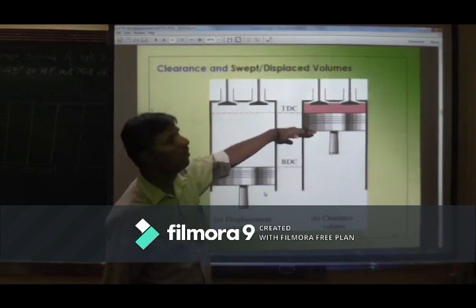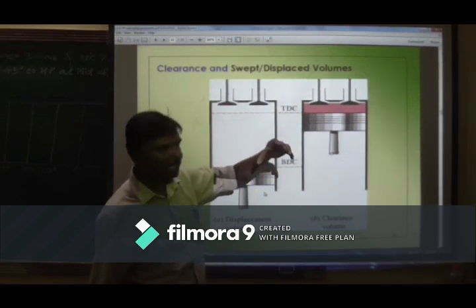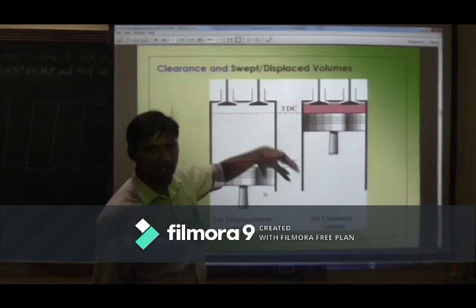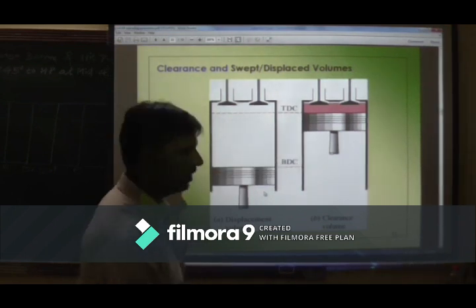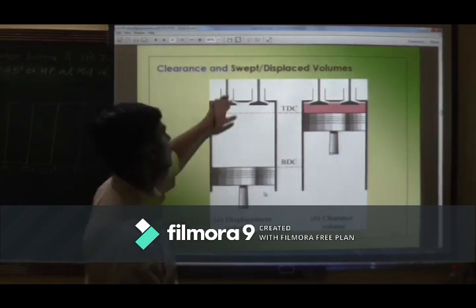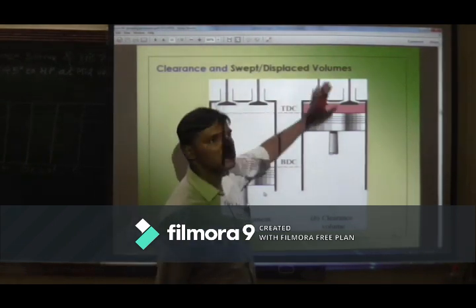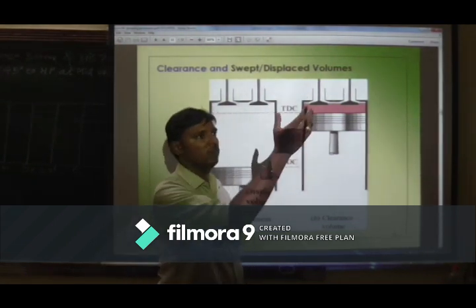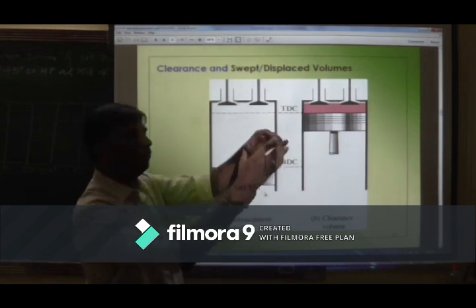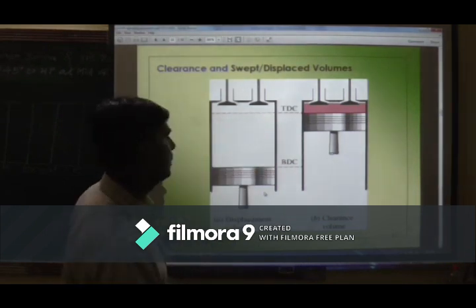So we know cylinder volume is area into length, that is height. So pi by 4 d square L is nothing but swept volume. We also call it displaced volume, because the piston will move from TDC to BDC and that volume will increase. So we say it is displaced volume.